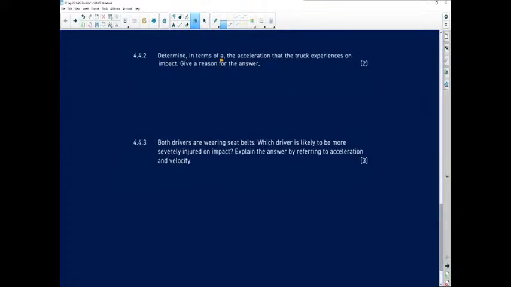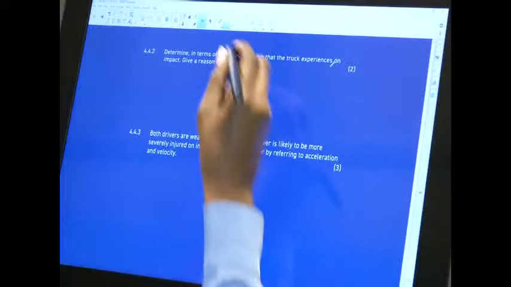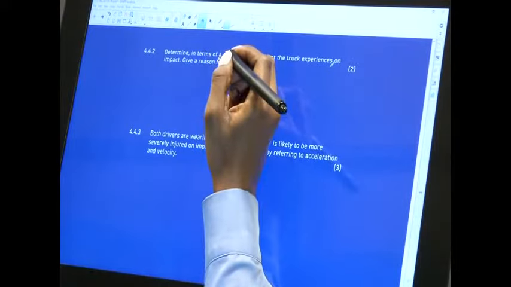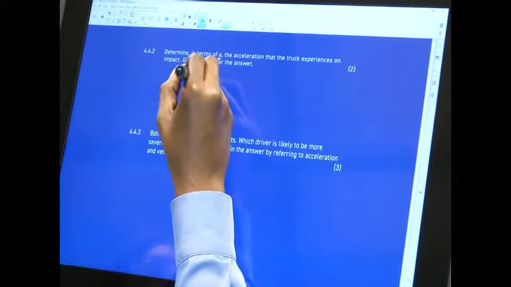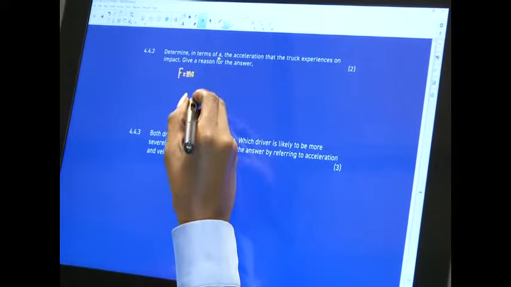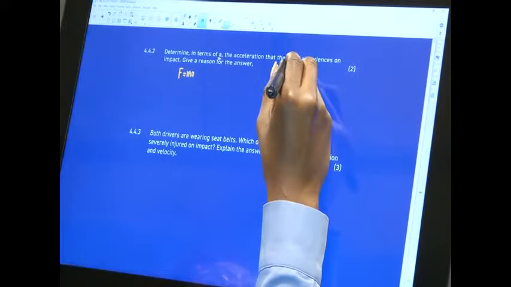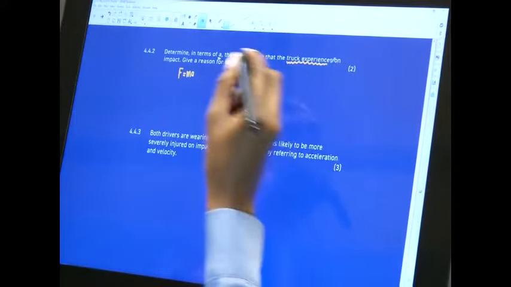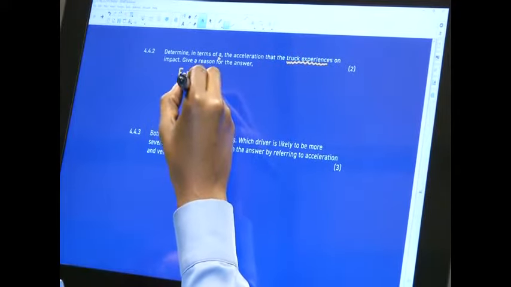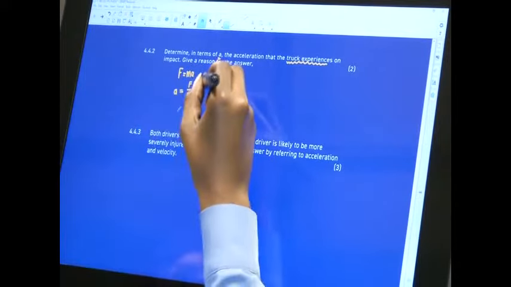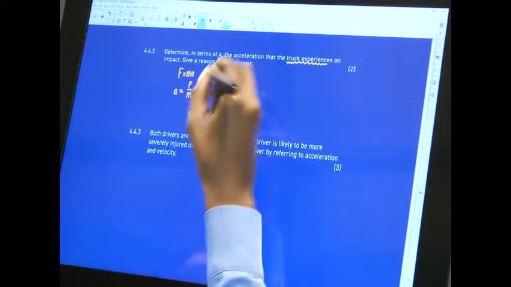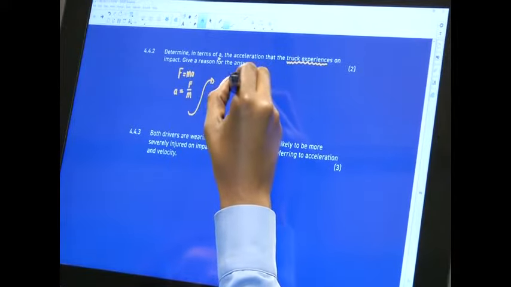So we must determine in terms of A, the acceleration that the truck experiences on impact. And then we must also give a reason for my answer. Now remember, where do we get A? We have a formula F is equal to ma, but we need to show the relationship of the acceleration that the truck will experience. So I'm going to say A is equal to F over m. So this means that the truck will experience half of that. So A for the truck will be half of that.